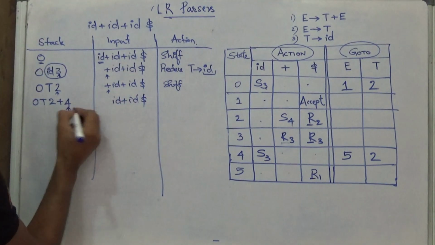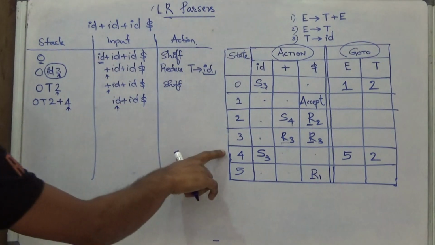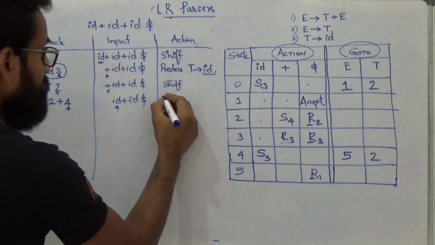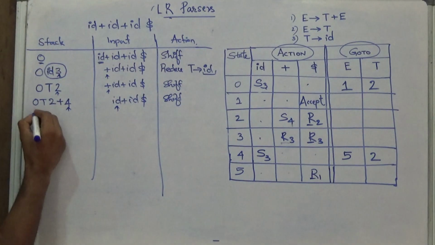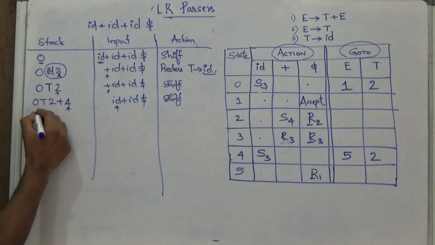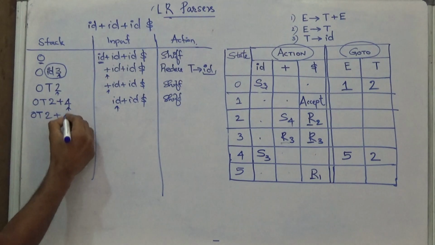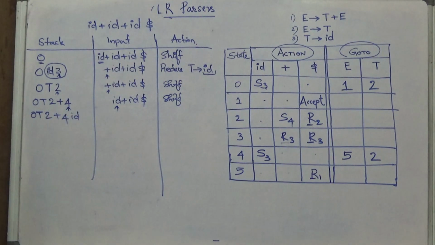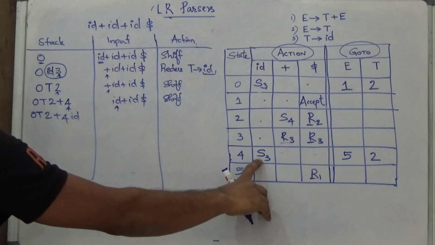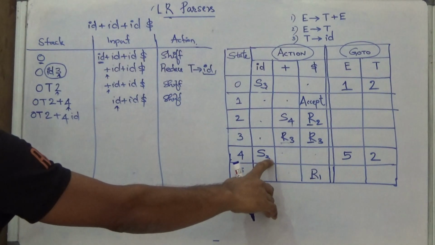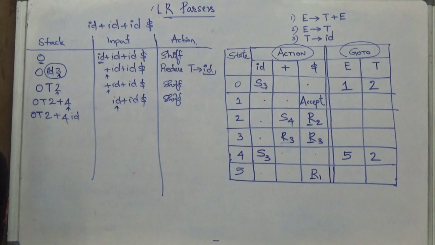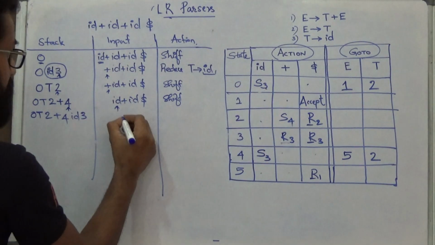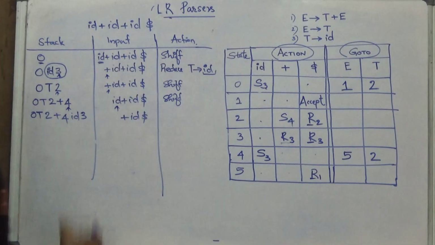Next configuration is 4ID. So it will check 4ID, which is again a shift operation. So 0T2 plus 4ID. While performing the shift operation of ID into the stack, it will perform a push operation of 3 because the current shift is labeled S3. So 3 will be shifted. Remaining input is plus ID dollar.